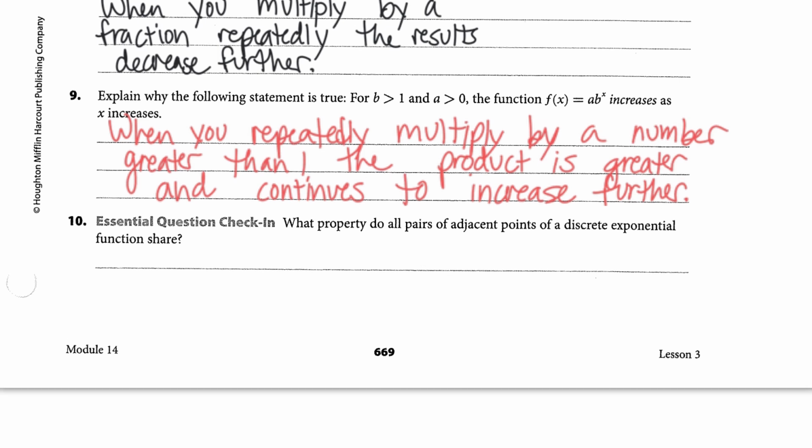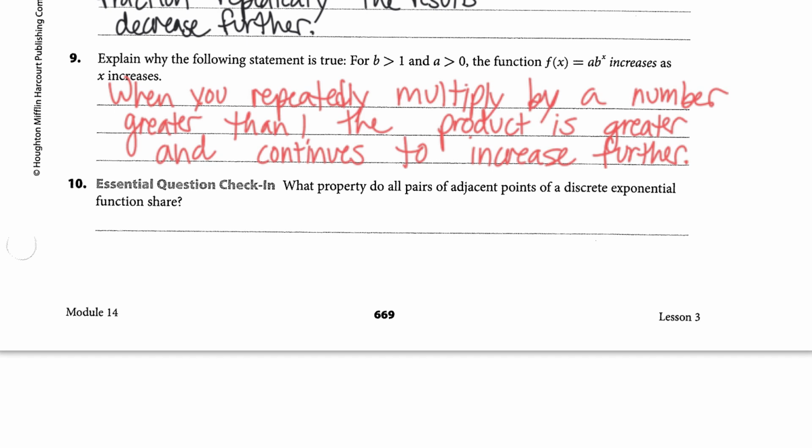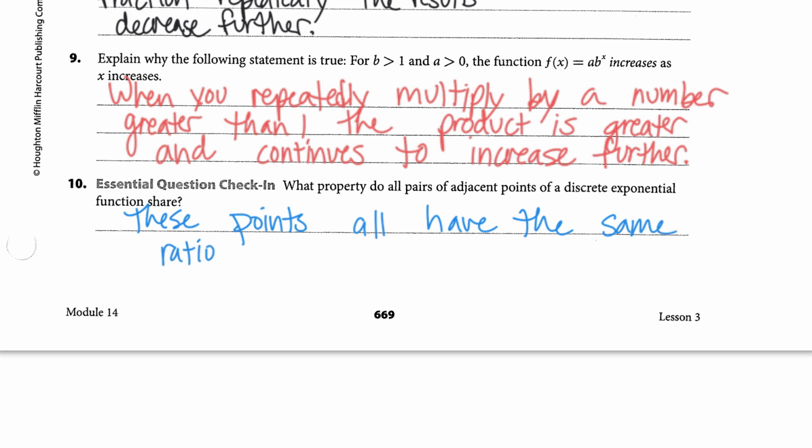What property do all pairs of adjacent points, meaning the points one right after the next, of a discrete exponential function share? They all have the same ratio, just like how we used to find b, where we divided to find the ratio. Any two successive points share those ratios.